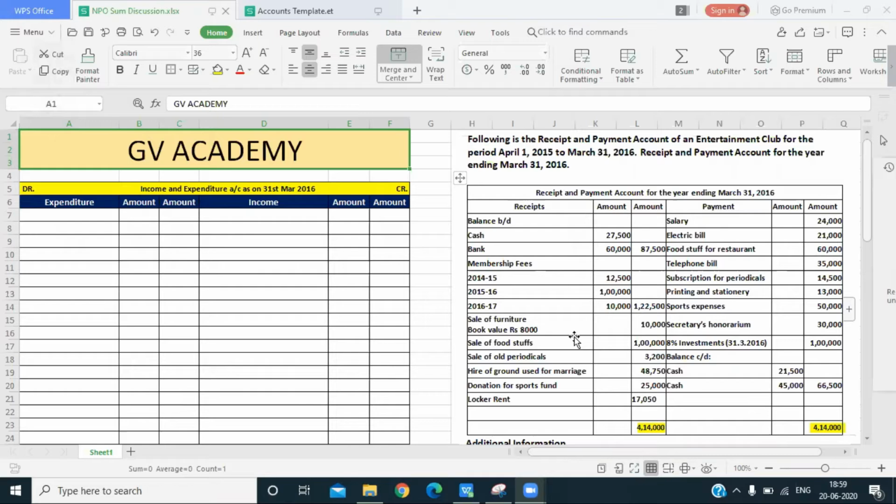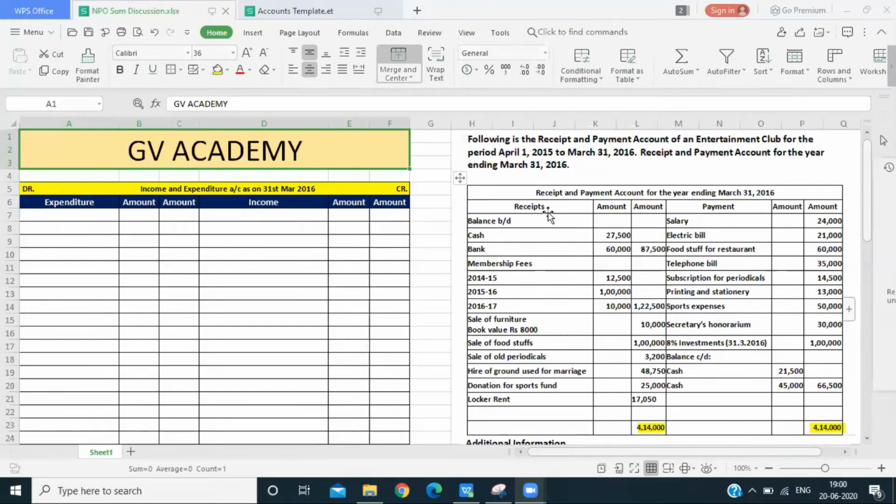Today we are going to discuss a sum from a non-profit organization. The sum goes like this. Following is a receipts and payment account for an entertainment club for the period 1st April 2015 to 31st March 2016. Receipts and payment account for the year ended 31st March 2016.